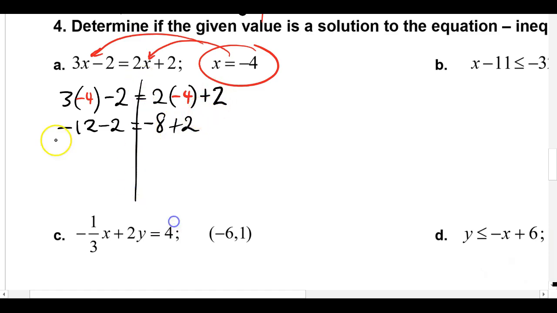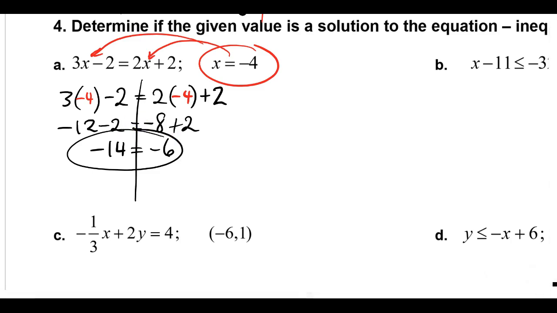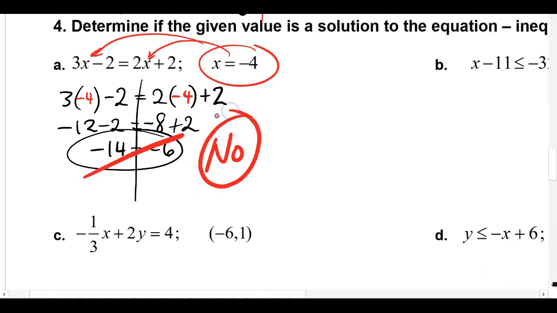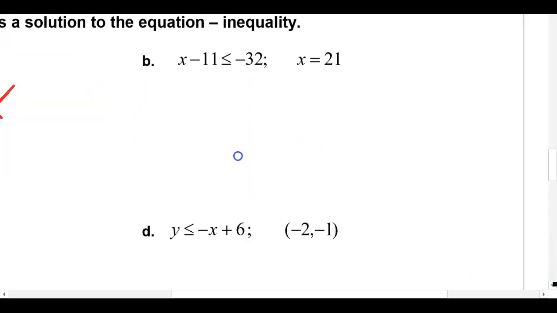Now I have negative 12 minus 2, well, that's negative 14. And then negative 8 plus 2, well, that's negative 6. Well, that doesn't work. Negative 14 is not equal to negative 6. So if it's not equal, then it's a no. So negative 4 is not the solution. There is a solution, but negative 4 is not the solution. So I can simply write no. Or sometimes in my class, they just write X. And for a correct answer, they'll put a check. Okay, so let's go into the next one.